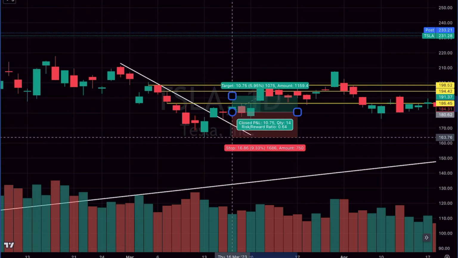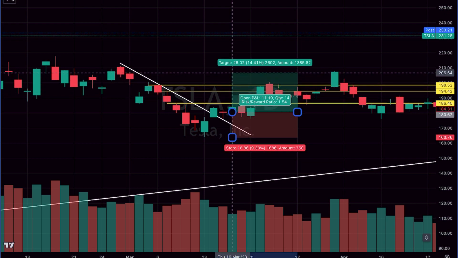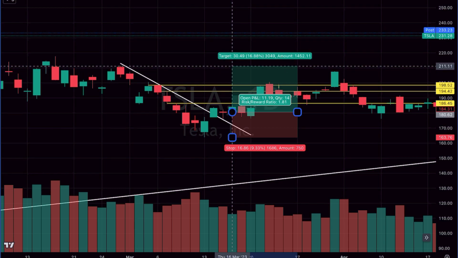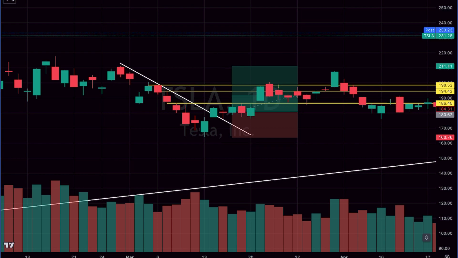We would have had our stop at the low, right? Just below the low. And then we would have been targeting these lower highs and potentially the beginning of the move, right? Which gives us a 1.81 risk to reward. So this is a very good trade. We would have got in here.